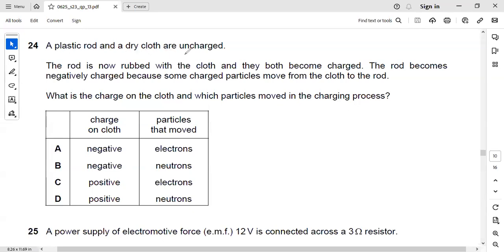Next, a plastic rod and a dry cloth are uncharged. The rod is now rubbed with the cloth and they have both become charged. The rod becomes negatively charged because some particles move from the cloth to the rod. So you have a piece of cloth and one rod. Now what is the charge of the rod? The rod has become negatively charged. What is the charge on the cloth and which particles moved in the charging process? Since the rod has become negatively charged, some electrons from the cloth have moved towards the rod. And what is the charge left on the cloth? It will be positive, as electrons have moved towards the rod. So the rod is negative and the cloth will be positive. The charge on the cloth is positive, and the particles that move are electrons. So C is the right answer.